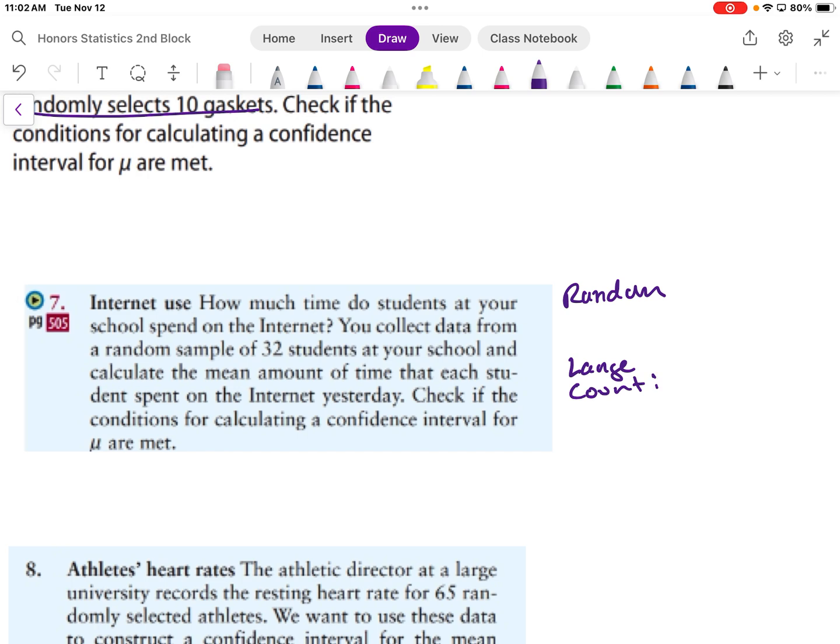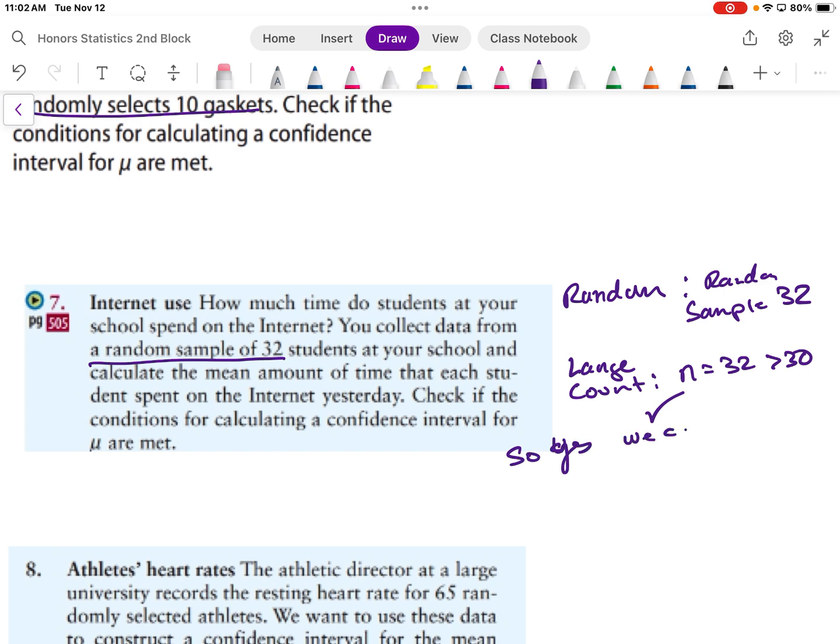All right, I heard a yes. So let's see. They said you did a random sample of 32. So, a random sample of 32. Now, with that in mind, n is equal to 32, and that's greater than 30, so we meet that clause. So yes, we can calculate the confidence interval.